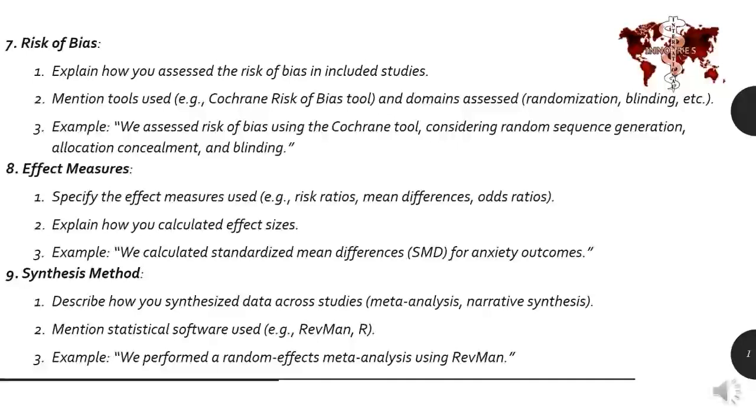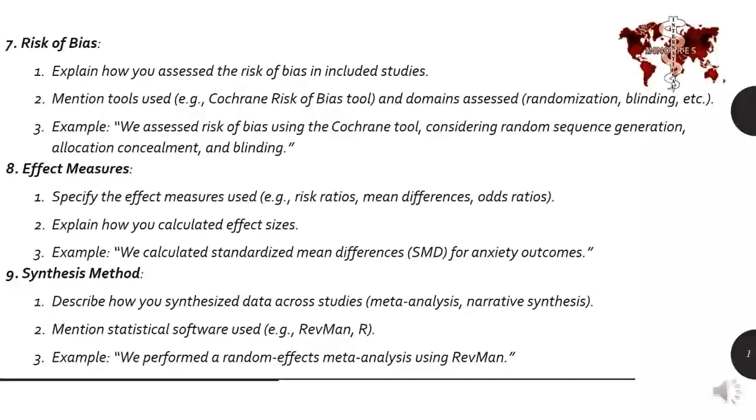So next, we'll be talking about the effect measures, which is item 12. In item 12, you want to specify for each of the outcomes the effect measure used. By effect measures, I mean these are statistical constructs, things like risk ratio, mean difference. These are statistical constructs that are used to compare outcome data between two groups. There are different ones that could be used: risk ratios, mean difference, odds ratios. And you want to explain how you calculated effect sizes as well.